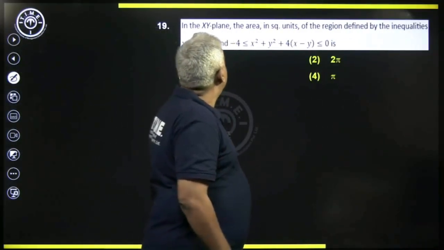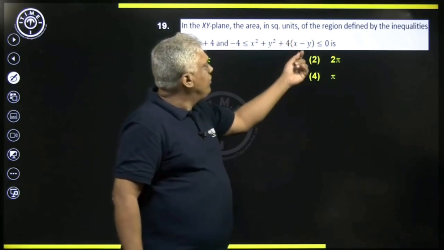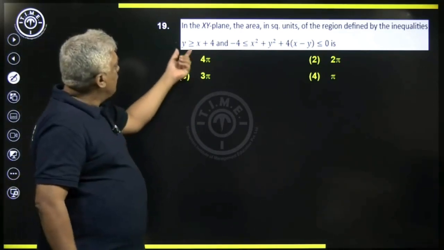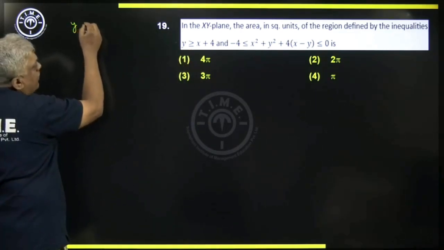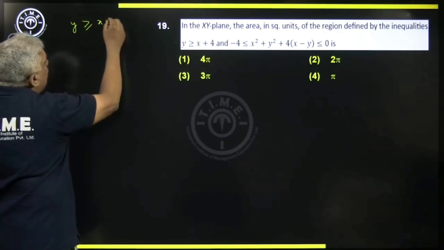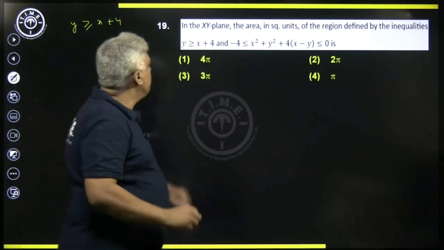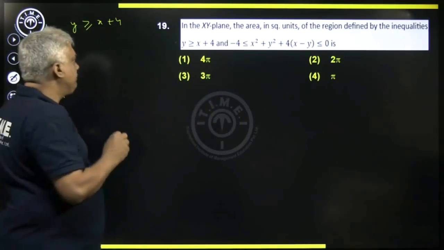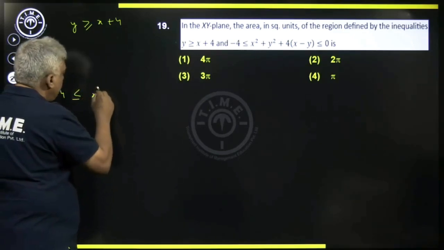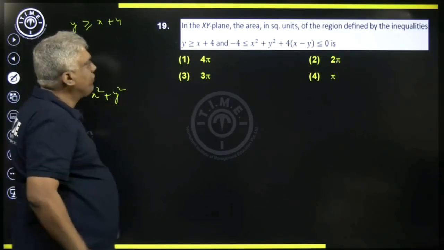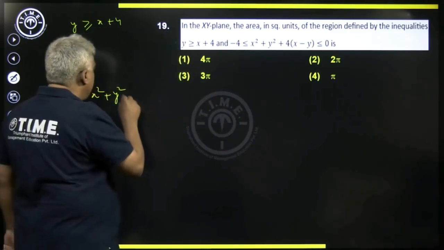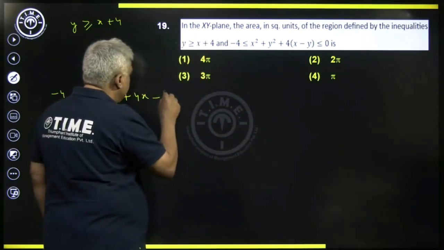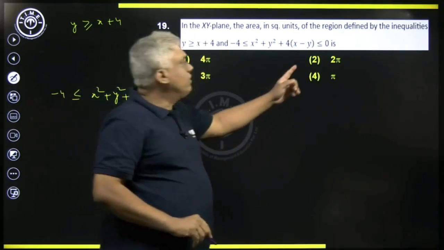In the XY plane, find the area in square units of the region formed by these inequalities. One is y is more than or equal to x plus 4, and the second one is minus 4 less than or equal to x square plus y square plus 4x minus 4y, less than or equal to 0.